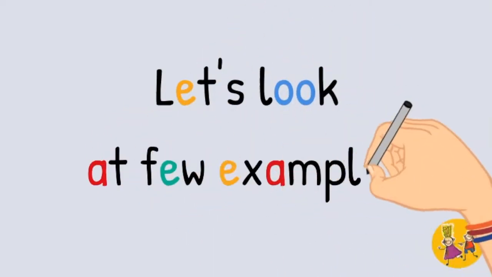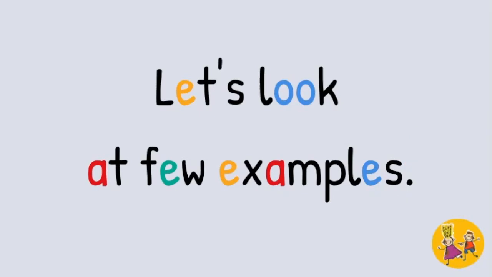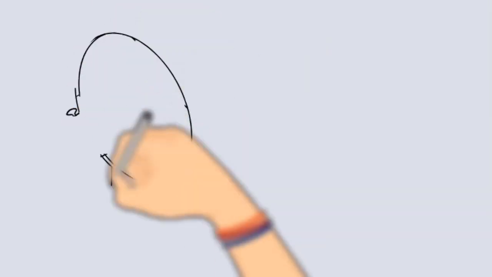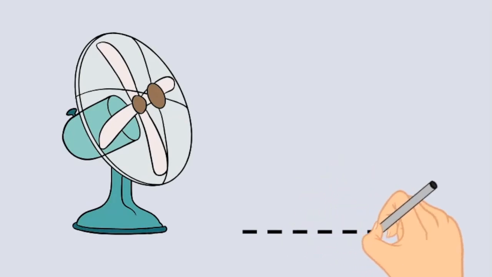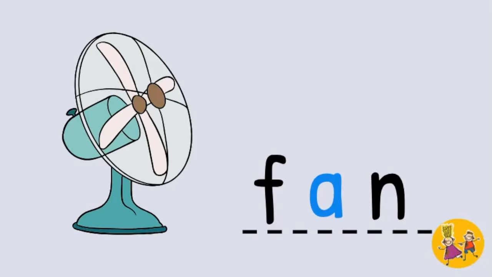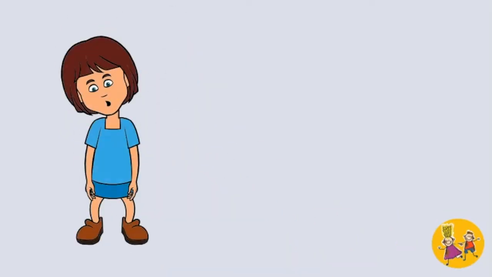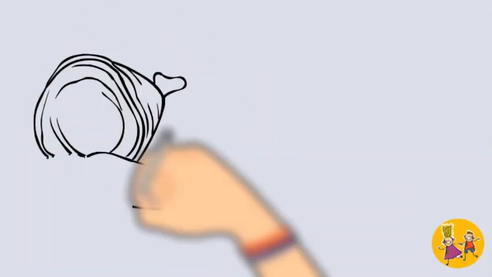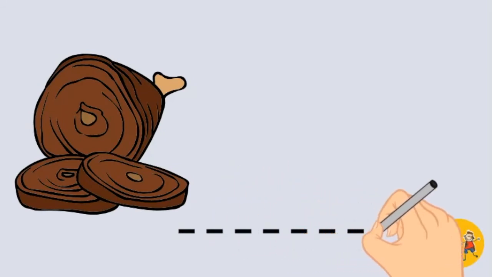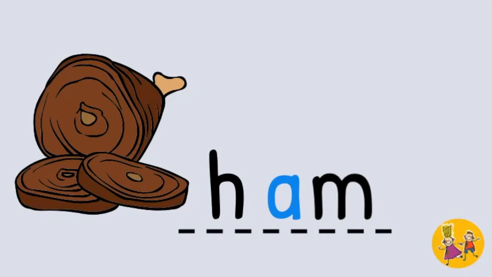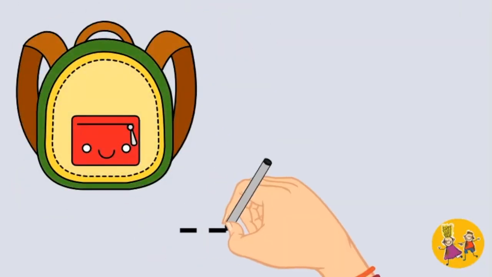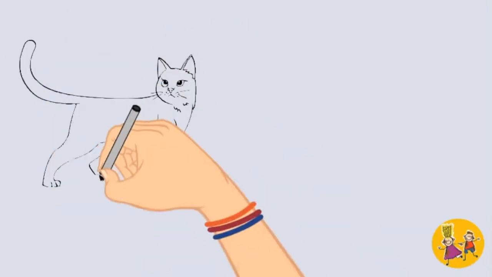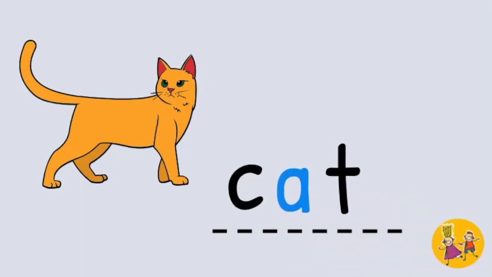Let's look at a few examples. Short vowel A makes the sound A. Fan. Sad. Ham. Bag. Cat.